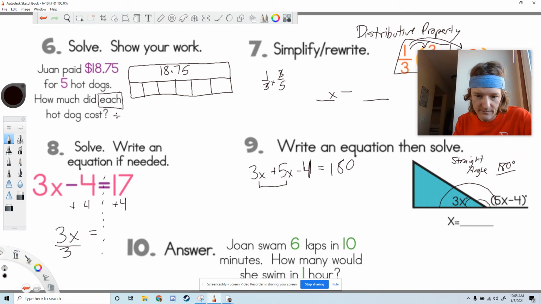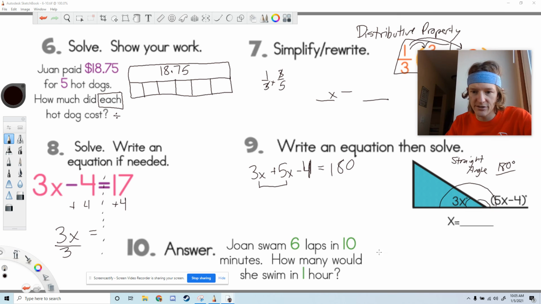Number 10, we have a person named Joan. She swims 6 laps in 10 minutes. So here's 10 minutes, 10 minutes, and she does 6 laps. Well, how much would she do in 1 hour? So how many of these are we going to need to make an hour? How many 10 minutes are in an hour? You're going to have that many.